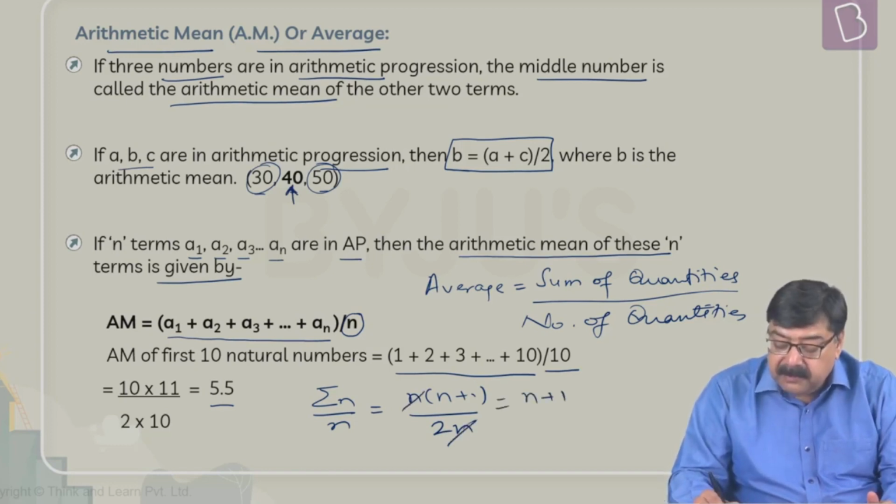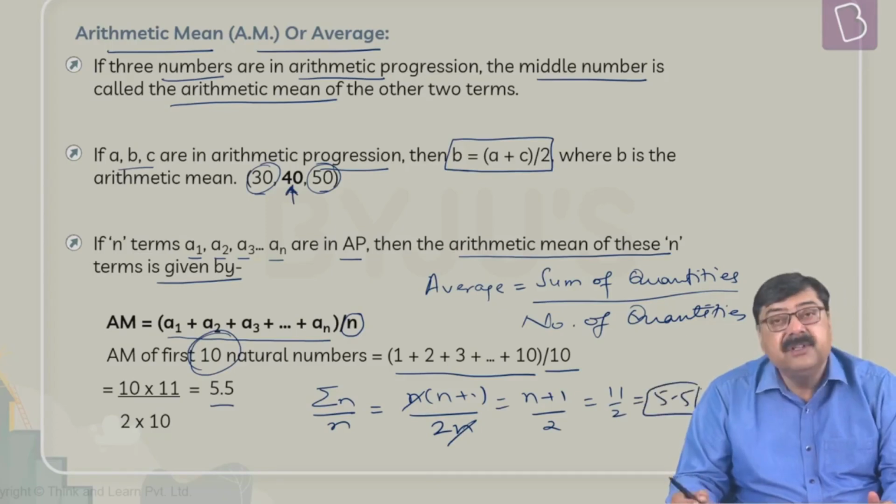It becomes (n plus 1) by 2. And the value of n here is 10. So it shall be 11 by 2, which is 5.5. So this is another way in which you can solve this.